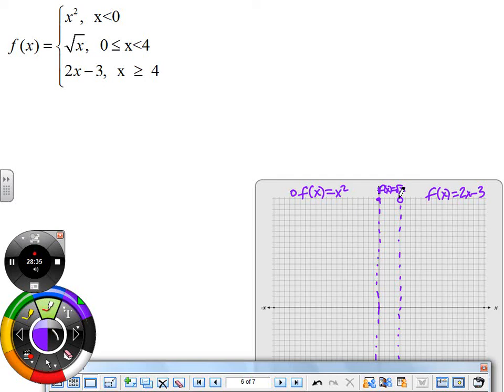All right. So then the next one has only one endpoint. It has this fence, and it can go forever to the right. And notice it's allowed to be equal to 4, so it's going to have a closed endpoint.